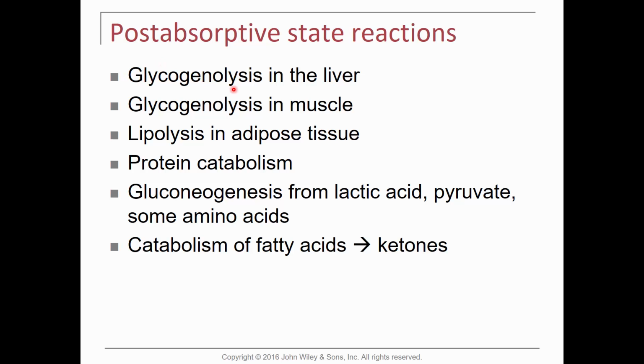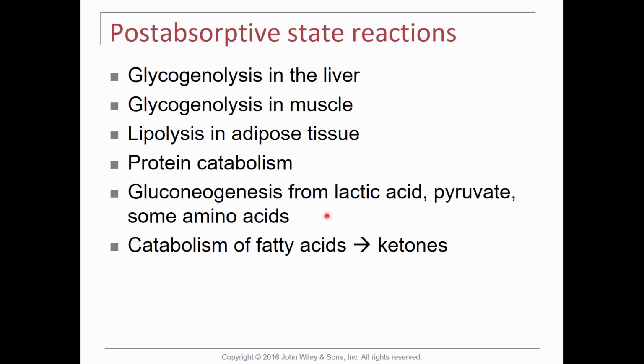We have glycogenolysis, the breakdown of glycogen in the liver, glycogenolysis in the muscle, lipolysis in adipose tissue. All kinds of cells are undergoing protein catabolism. So glycerol from adipose tissue, amino acids from protein catabolism, and other substrates, those are sent to the liver. And the liver performs something called gluconeogenesis. Gluco as in sugar, neo as in new, genesis as in creating new glucose out of non-carbohydrate sources such as lactic acid, pyruvate, some amino acids, and I neglected to put glycerol in here.